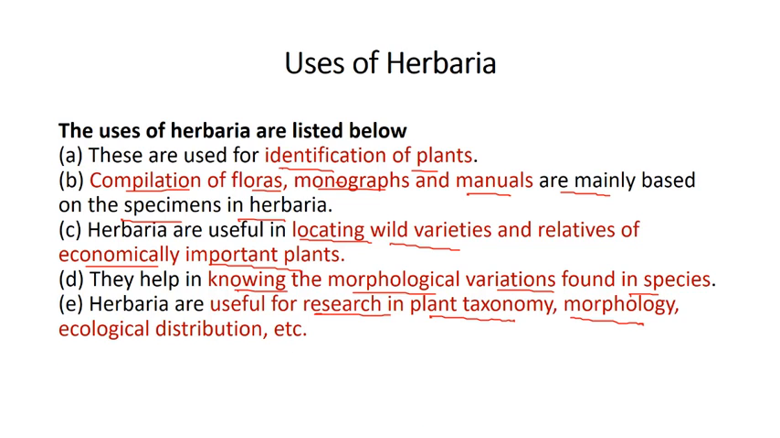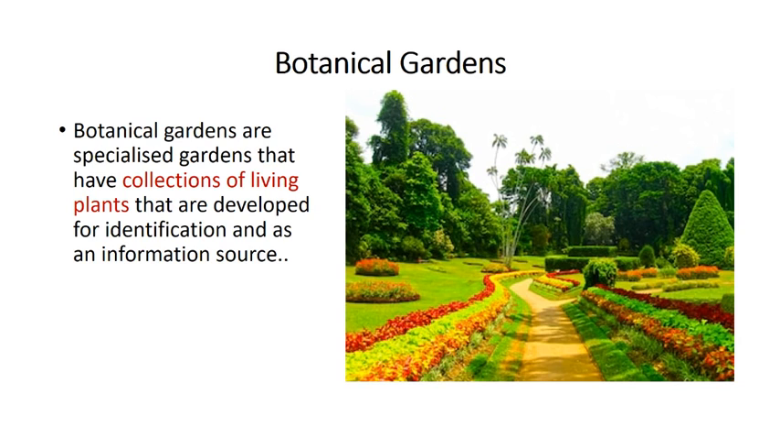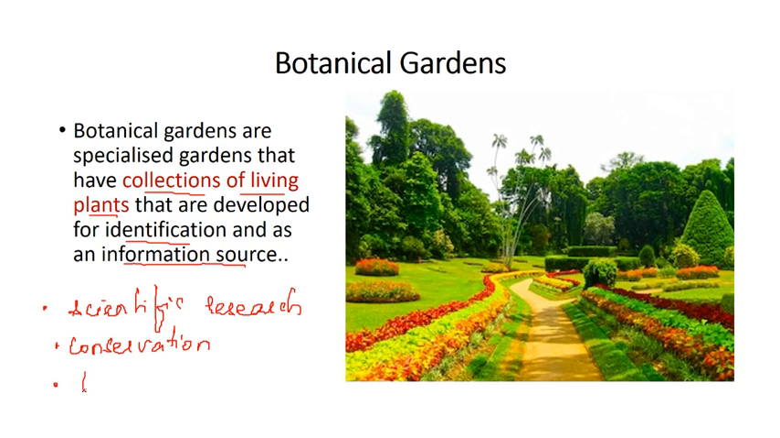Now, another taxonomical aid is the botanical garden. These botanical gardens are specialized gardens with collections of living plants, developed for identification and as an information source. In these botanical gardens, a large number of plants are cultivated for scientific research, for conservation, for display purposes, and for education.